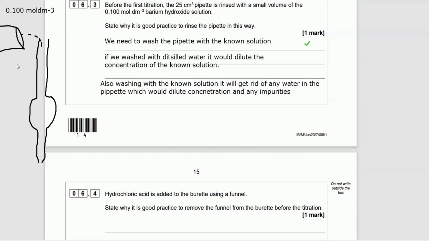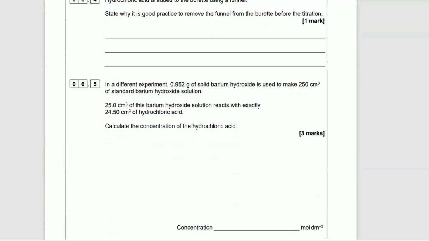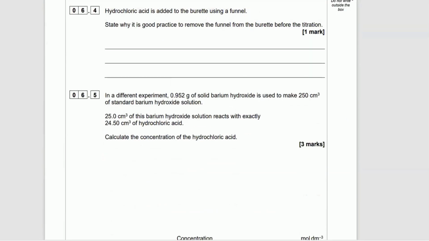Of course, when you're dealing with the unknown solution in a titration, you can rinse and should rinse with distilled water, as you won't affect the amount of moles in there. All right, let's move on to 6.4.